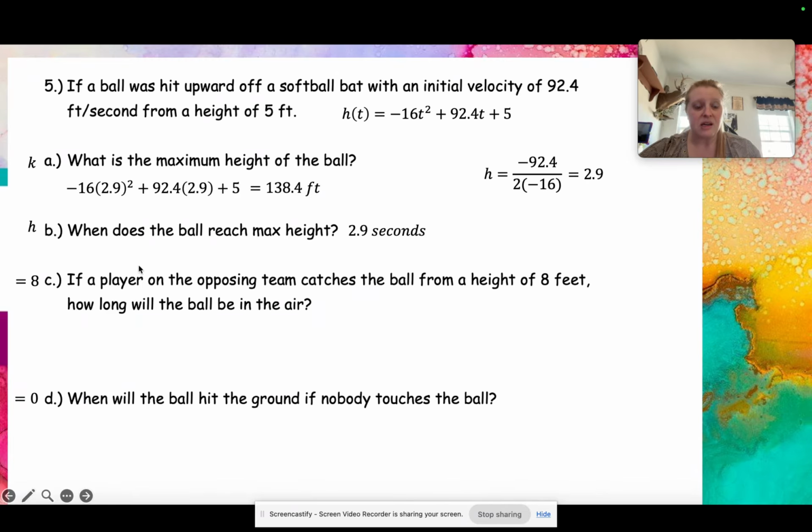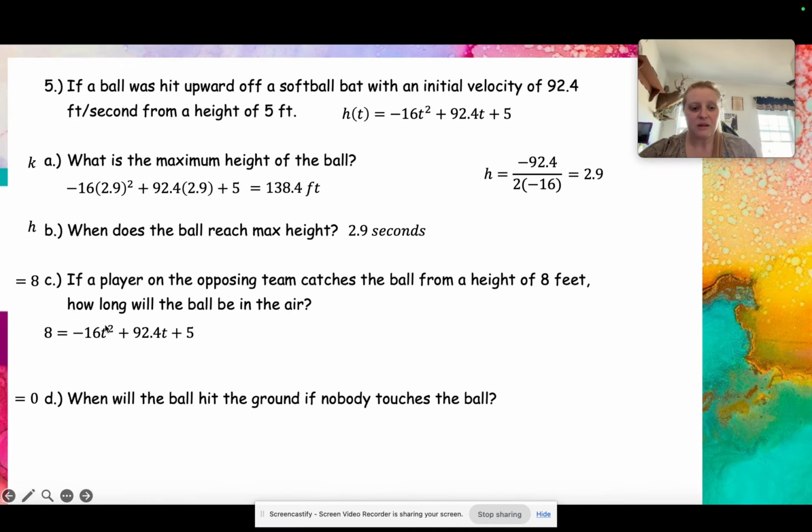Now letter C is saying if a player catches the ball from a height of 8, how long will it be in the air? Now, typically in the air means equaling it to 0 because I want to know when it'll land on the ground. But the ball's not landing on the ground, it's landing in someone's hands at 8 feet tall. So all that means is instead of using 0 for on the ground, I'm going to use 8 because that's how high it is off the ground. So it's like ground plus 8. Whatever the height is that they're giving you, that's what you equal the problem to.